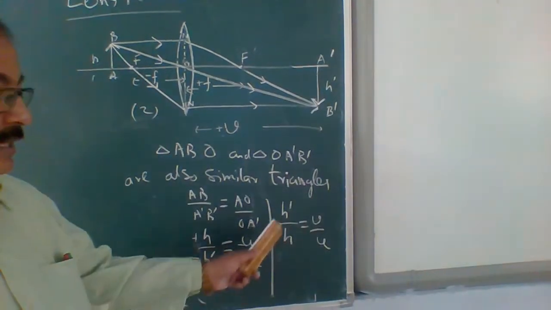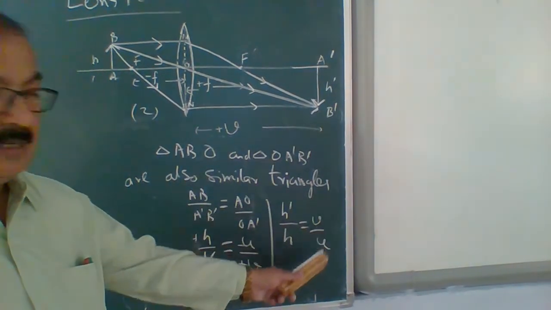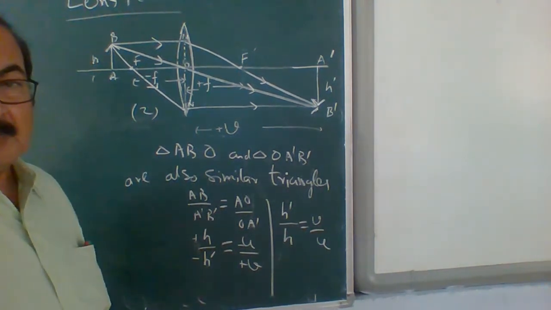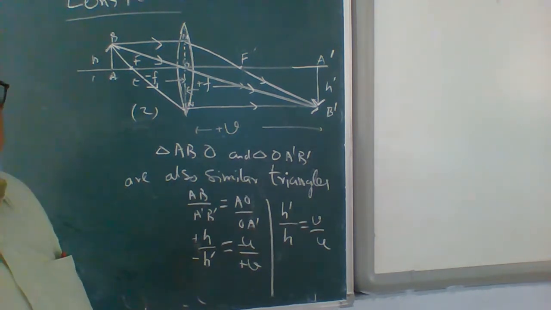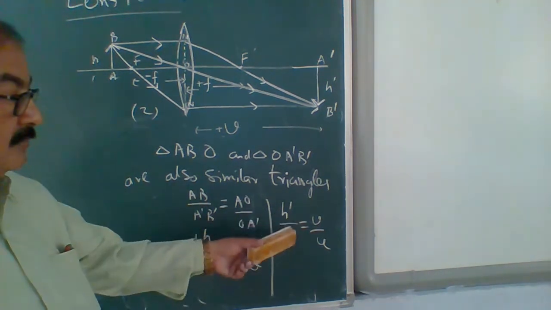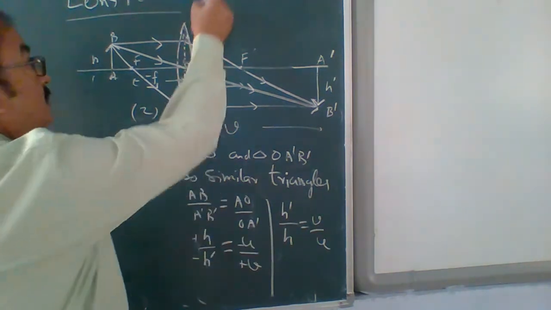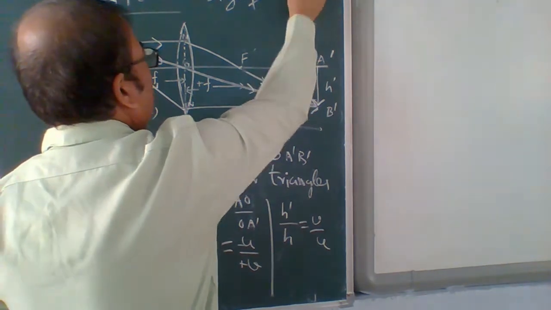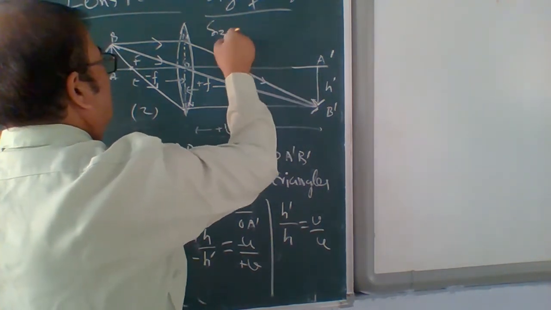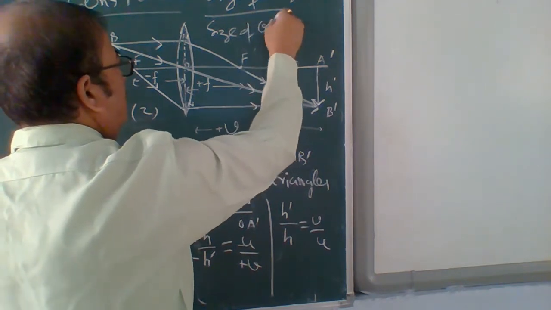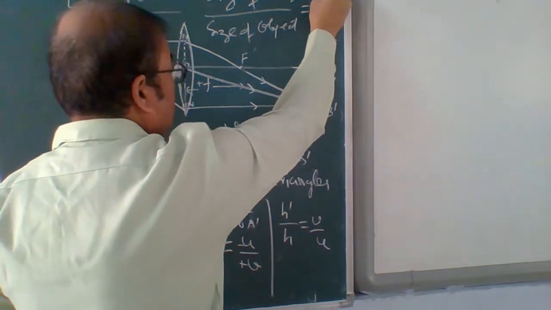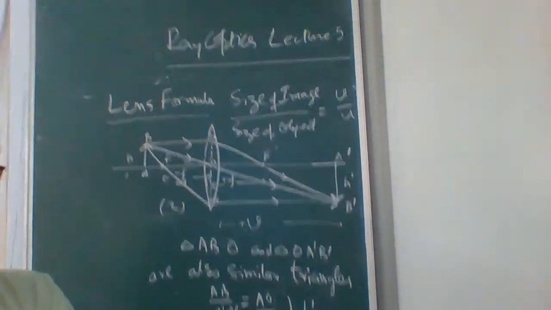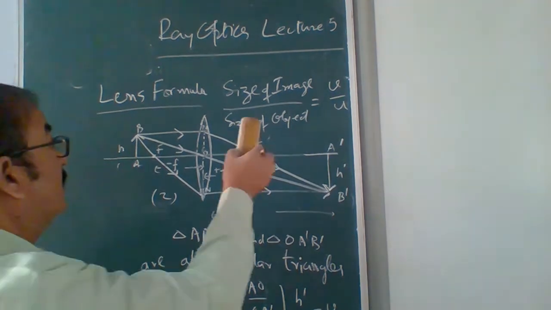We have this formula, h' upon h equal to v upon u, and we know from the spherical mirror itself, or from any other source, the magnification formula: the size of image upon size of object comes out to be v upon u.